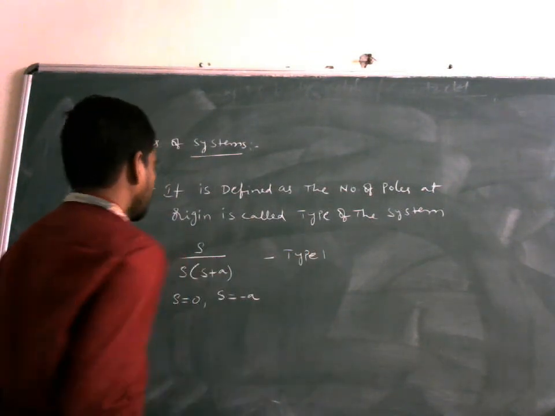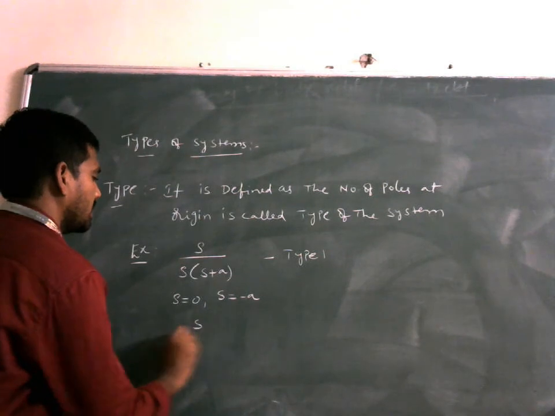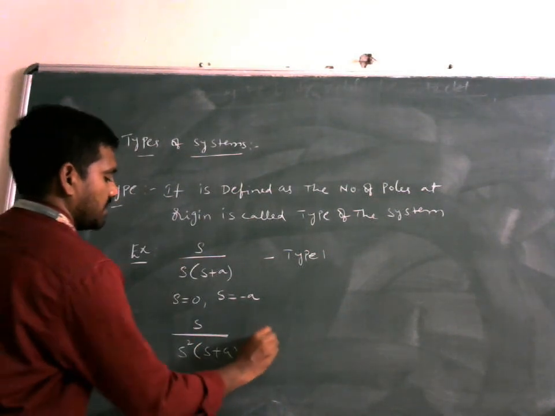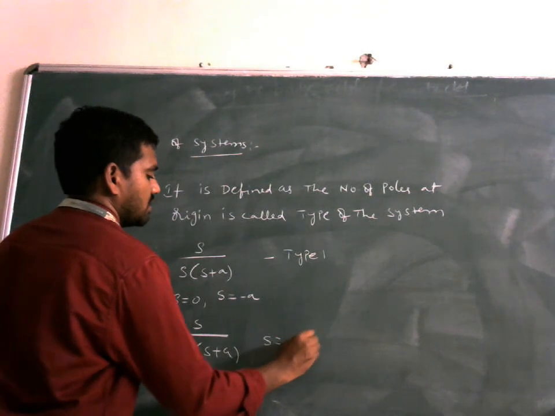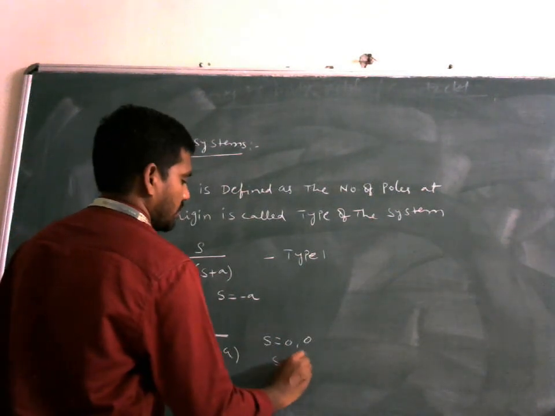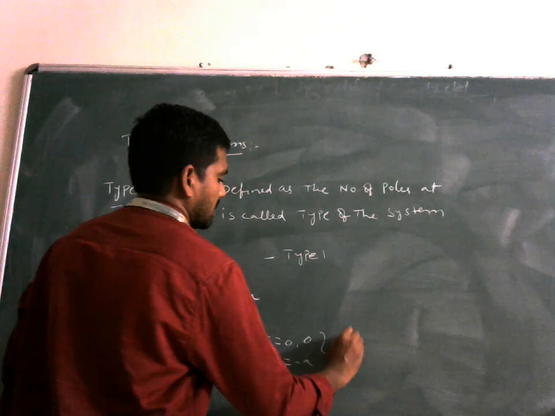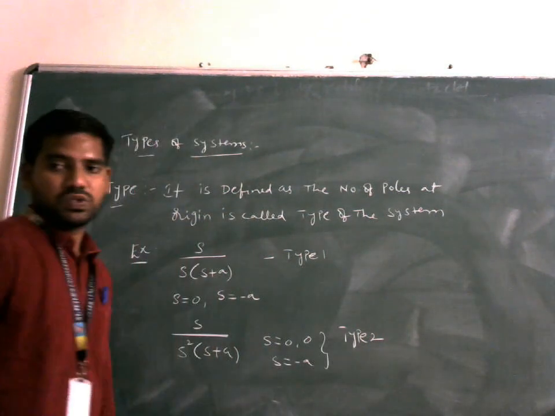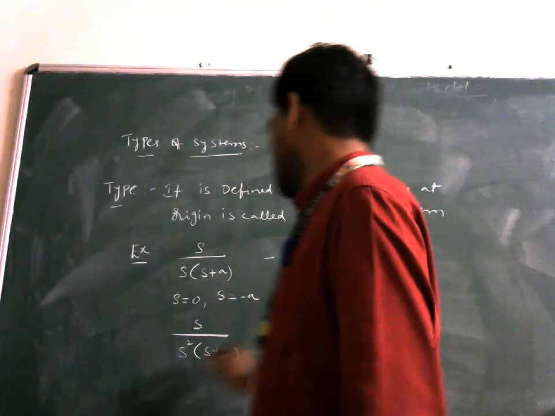Similarly, what is the next example? s into s square into (s plus a). That means there are two poles at s equal to 0 and one at s equal to minus a. This we call a type 2 system. Why? Because there are two poles at the origin.